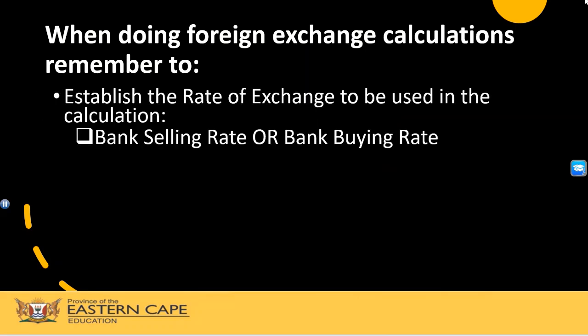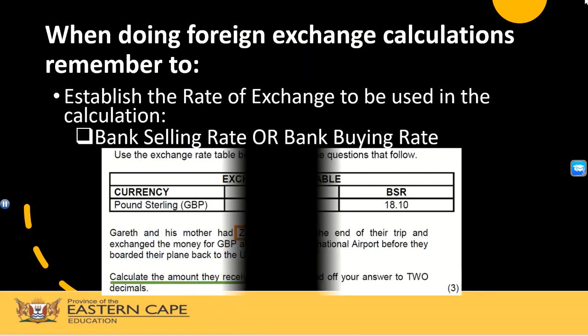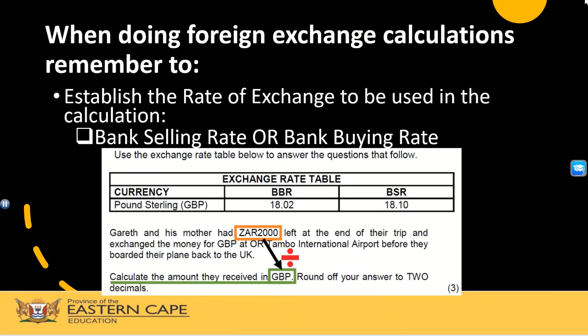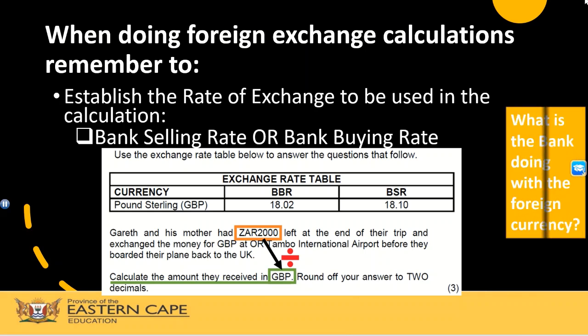Our next step in the calculation is to establish what the rate of exchange is that is going to be used when we're doing the calculation. Is the bank using the bank selling rate or the bank buying rate? Remember the question for each and every calculation that you're doing: what is the bank doing with the foreign currency?